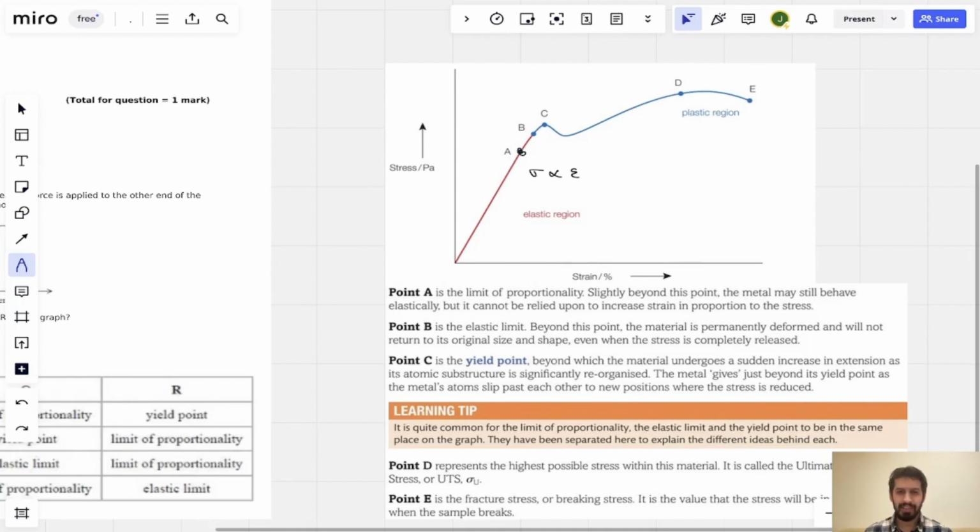Point B is called elastic limit. What it means is that beyond this point, the object will not restore its original position. So if you stretch it beyond this point, it will not restore to its original position. It will be permanently deformed.